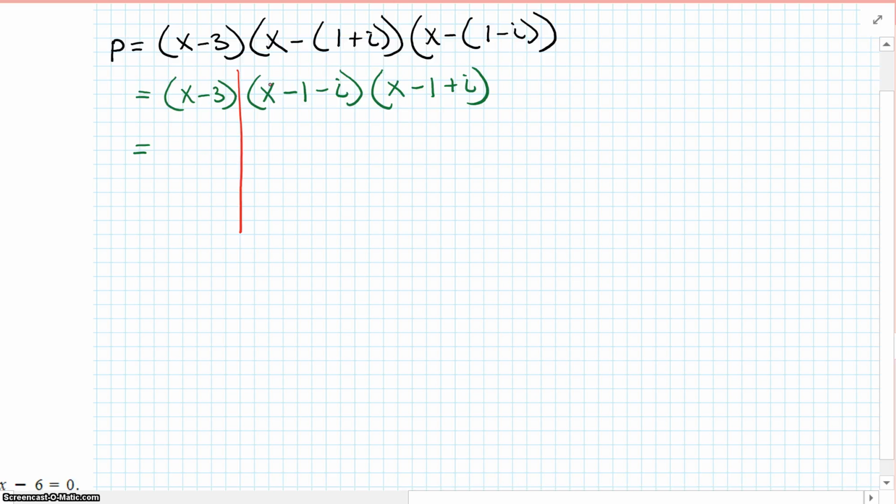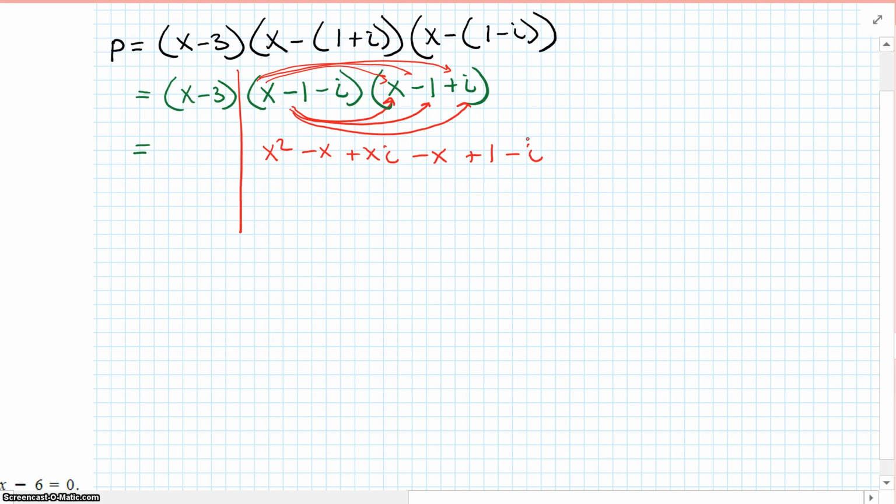So first term to first term, so x times x is x squared. x times negative 1 is negative x. And x times positive i is xi. Next term. Negative 1 times x is negative x. Negative 1 times negative 1 is positive 1. Negative 1 times i is negative i. Okay, now go to the third term. Negative i times x is negative xi. Negative i times negative 1 is positive 1i. And negative i times positive i is negative i squared.